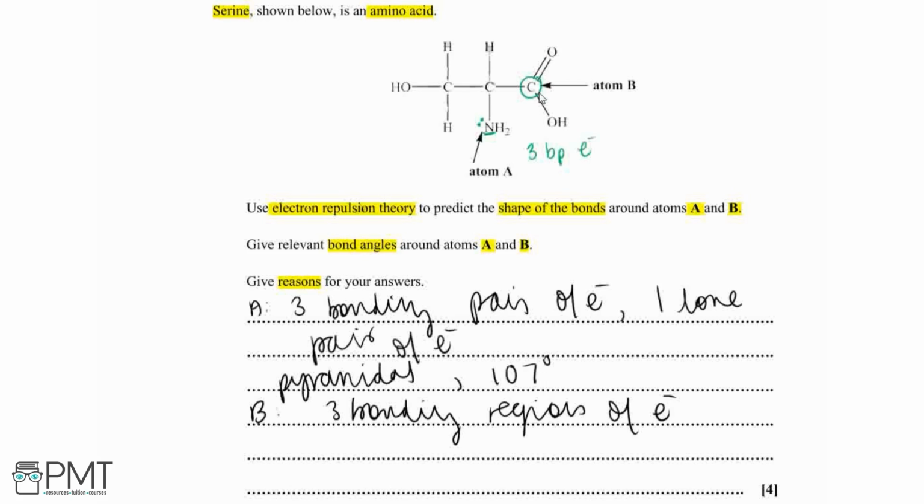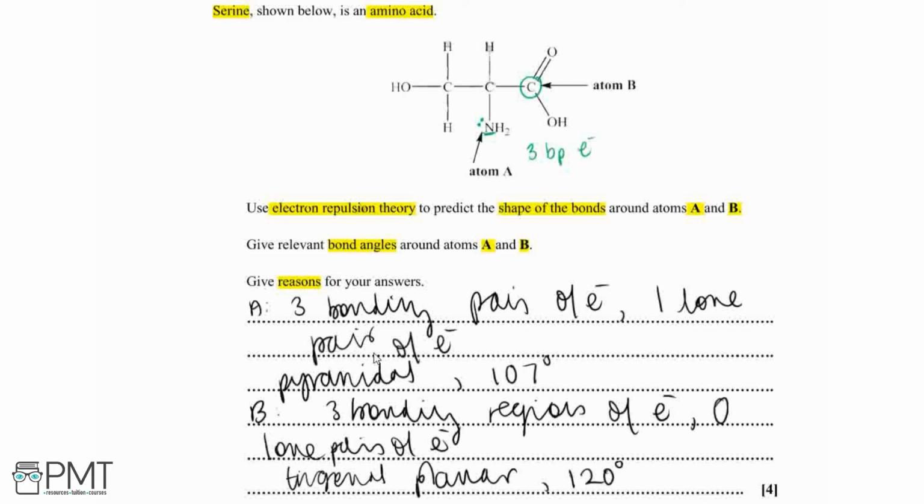And carbon is in group 4, so it's got 4 electrons in its outer shell, which are all used up in these bonds. Hence we've got no lone pairs of electrons. And from our electron pair repulsion theory, we know that if we've got 3 bonding regions and 0 lone pairs, that means we've got a trigonal planar shape overall around that atom, with bond angles of 120 degrees there. And for this question, there is a mark available for the shapes.